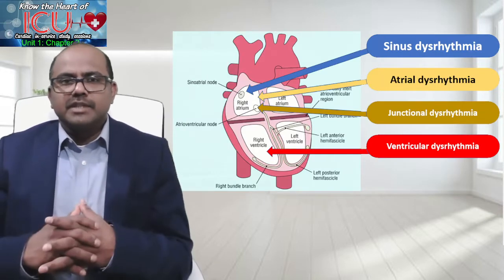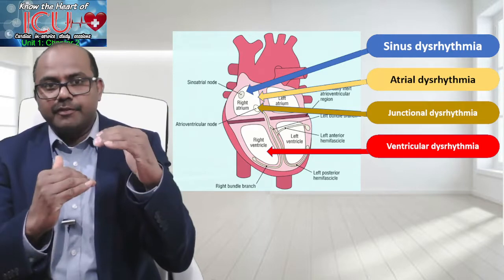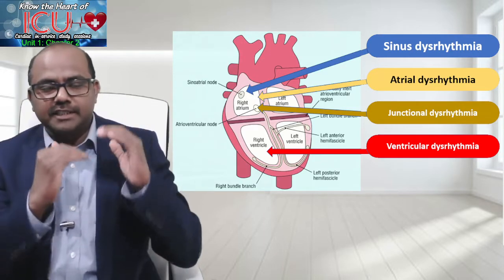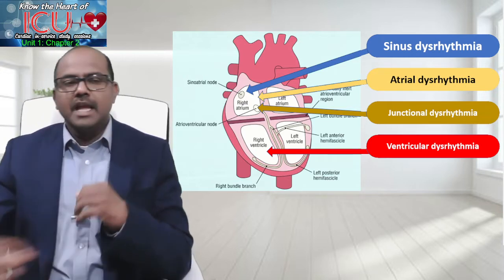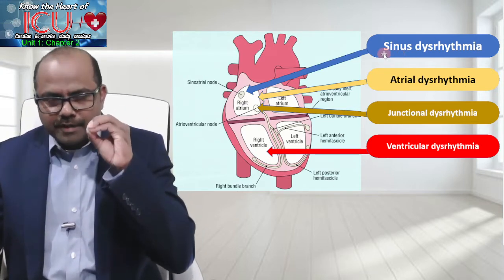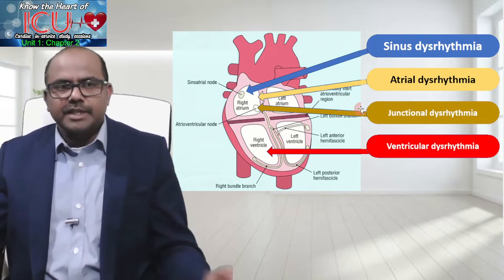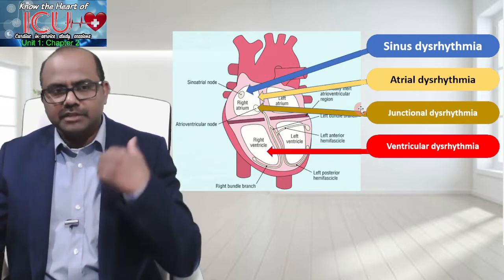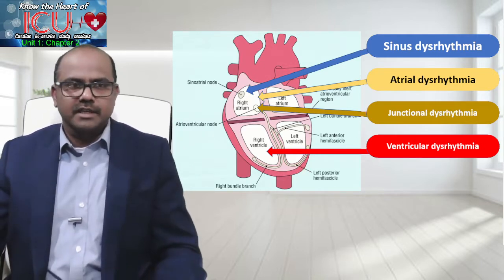And when it comes to dysrhythmias, as I said before, you can classify the dysrhythmia based on the origin of the impulse. If the abnormal impulse originates from the SA node, it's called a sinus dysrhythmia. If it's from the atria, it's atrial dysrhythmia. From the junction, from the AV node, it's junctional dysrhythmia. And if it is from the ventricle, it's ventricular dysrhythmia.